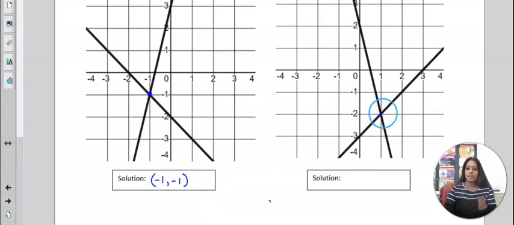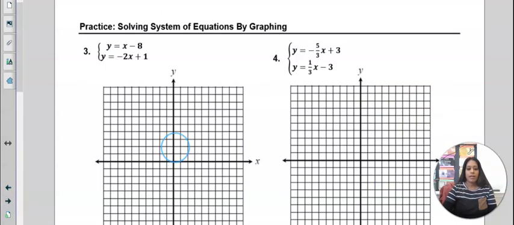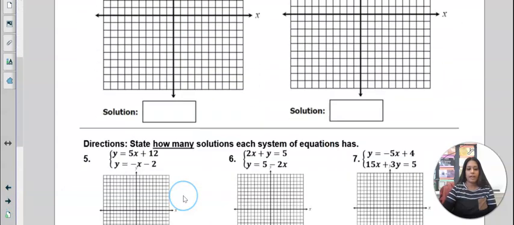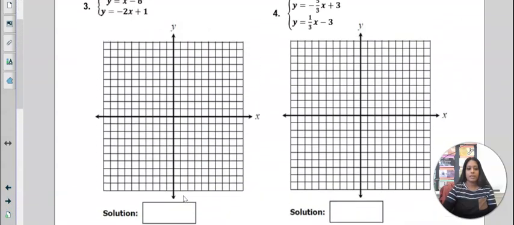Here's another example. It looks like the solution is right here. This is where they cross. The x coordinate on the x-axis is 1, and the y coordinate is -2. That's it. So this is a practice for system of equations.